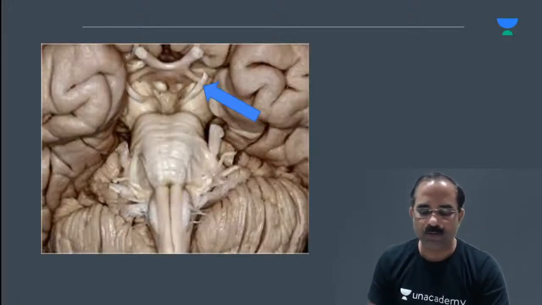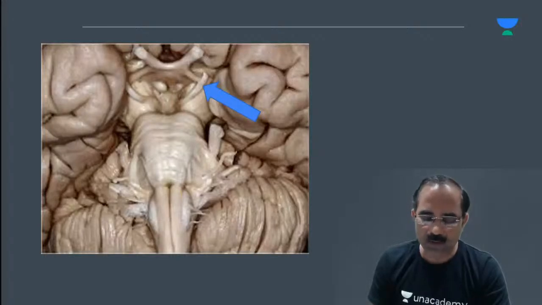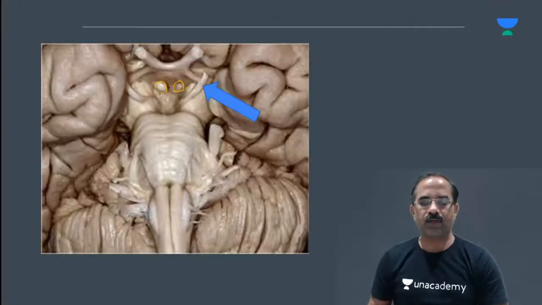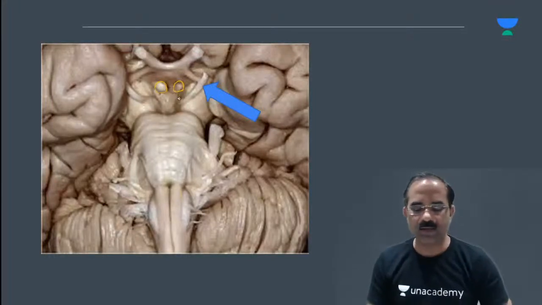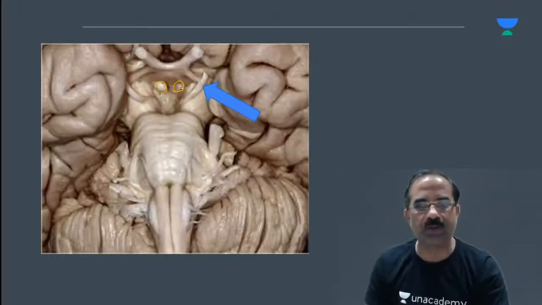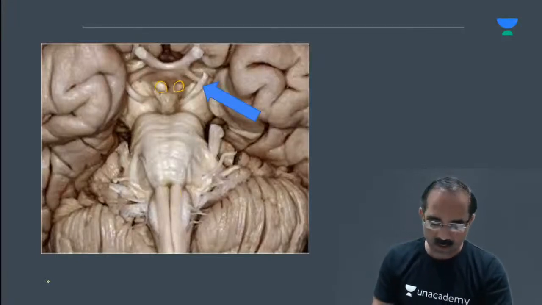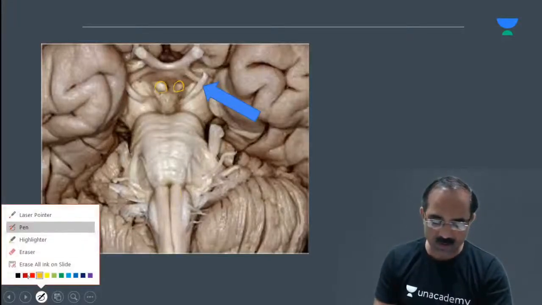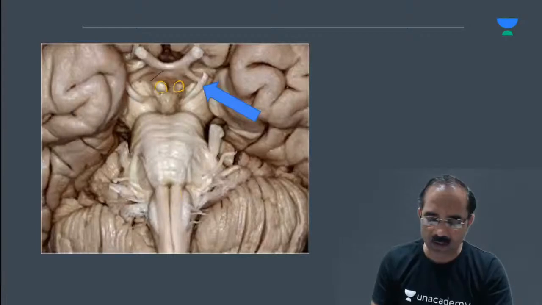Perfect. Fine. What is this? Can anyone tell me what is this structure? Yes, students, what is this structure? Anyone? Come on, students, you can crack this. What is this structure? And what is this area known as?